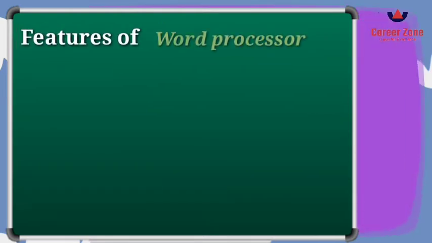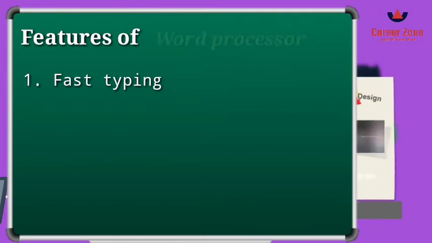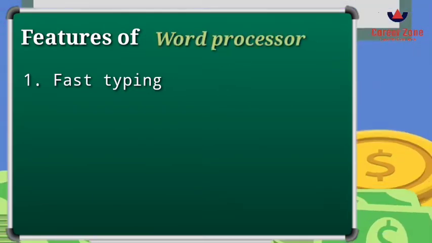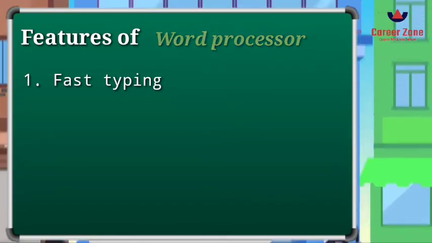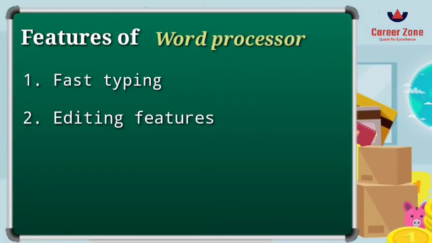So the first feature of the word processor is fast typing, which helps us to type documents really fast. You can do it in very little time, because there are many features and options available wherein you can do the editing also.